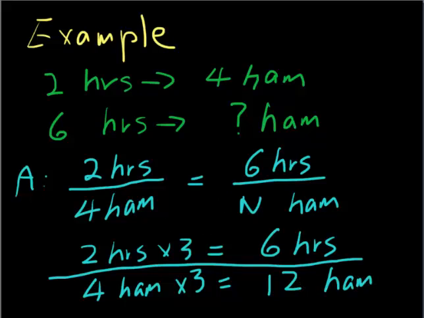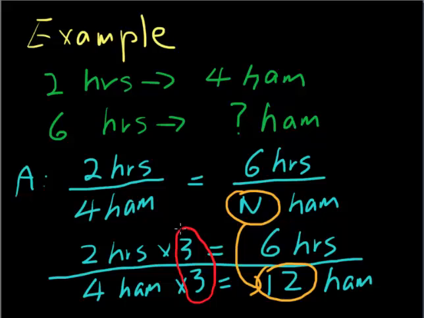Okay, so we know that's the answer, equals 12. Okay, and you'll also notice when I multiply the top by 3, the bottom I multiply by 3. 3 divided by 3 is 1. So I haven't changed anything. That's why it's called ratio. Okay?